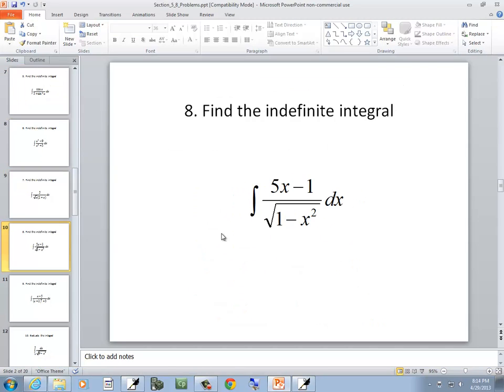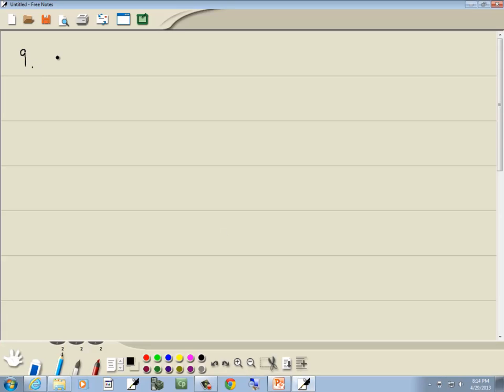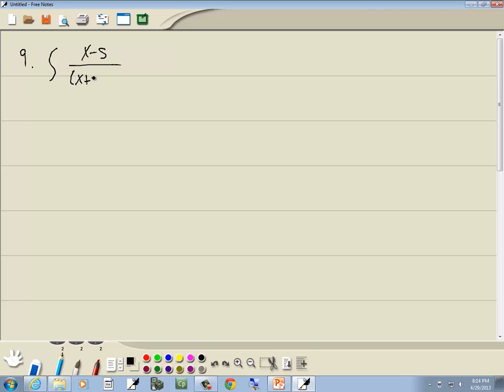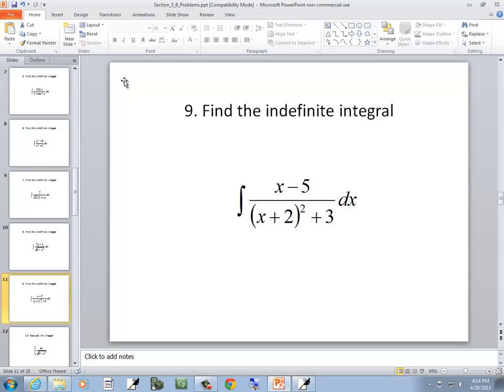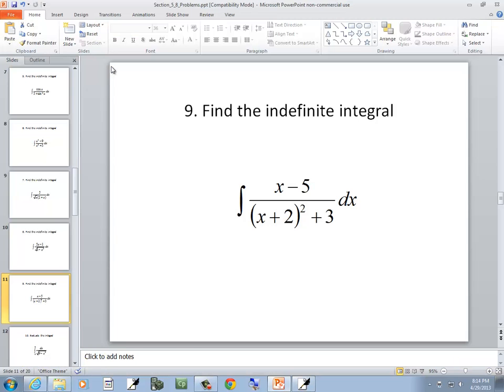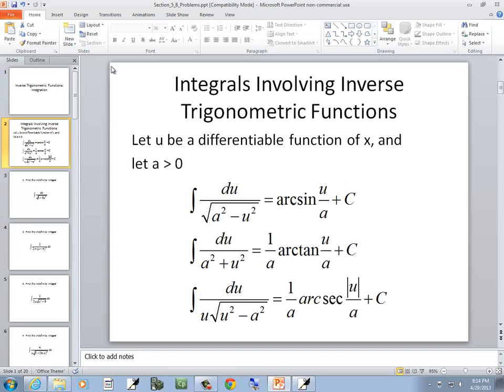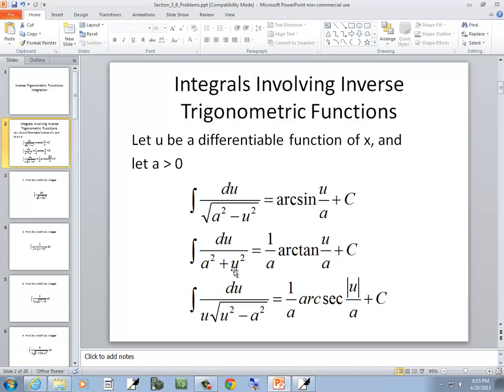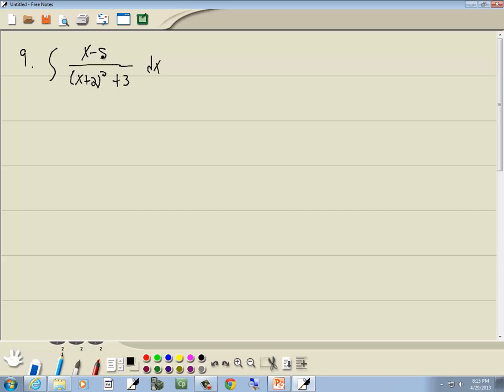And let's look at our next problem. Got the integral of x minus 5 over x plus 2 squared plus 3 dx. Well, if we go back up and look at our formulas, of course, there's no square root in it, so it has to be the middle one. A squared plus u squared, well, that'd be easy enough to rewrite in that form. We had to flip things around, but then we got some extra junk up on top.